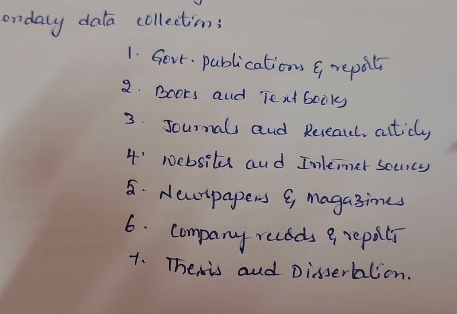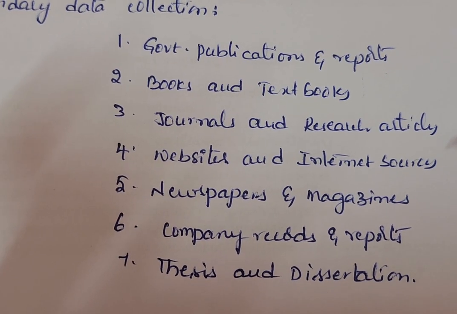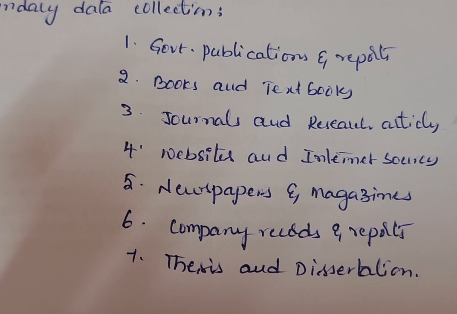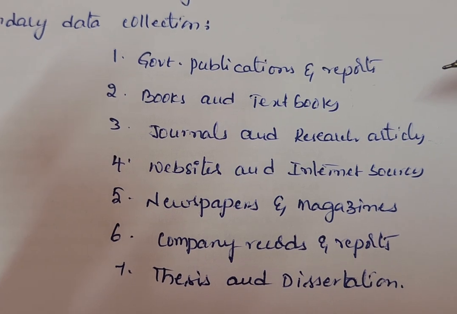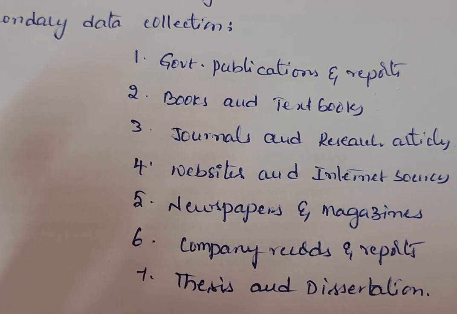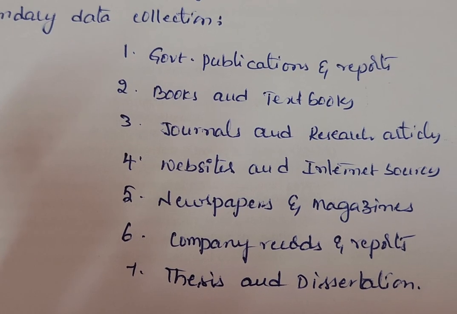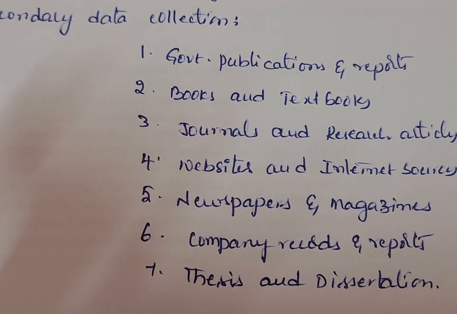Journals and research articles are already researched and published, so those come under secondary data. Then websites and internet sources, we are searching in Google search and in ChatGPT and so on. So the data which we are getting from those internet sources is nothing but secondary data.